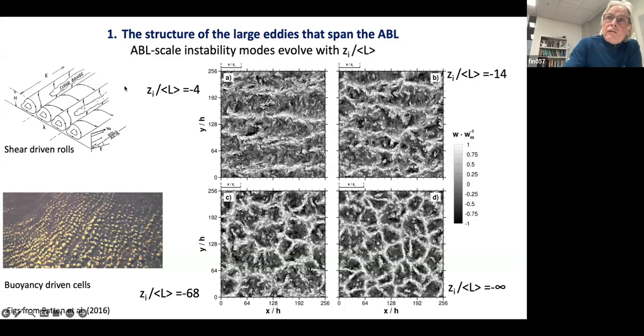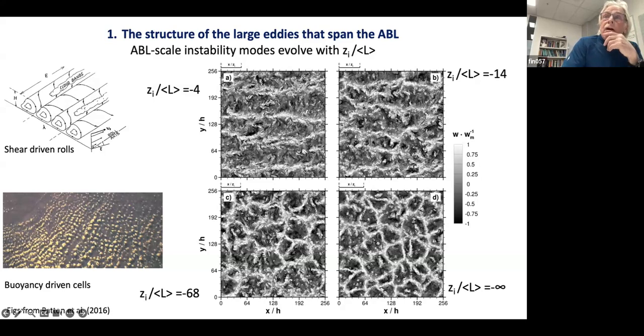These are ubiquitous in the atmosphere, and where they rise, you get condensation. We often see cloud bands, and they span the entire boundary layer. So these rolls are about 50 or 60 canopy heights in horizontal extent.